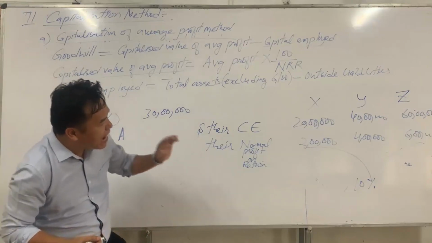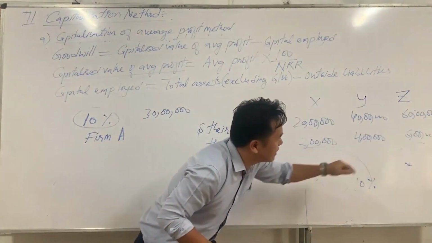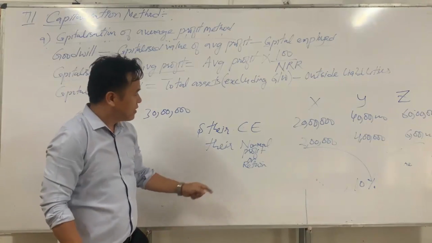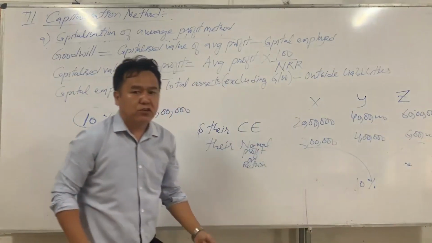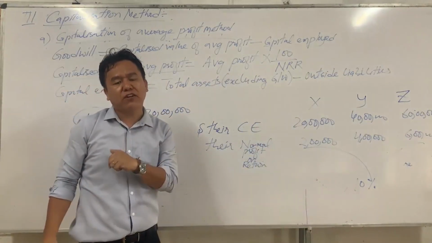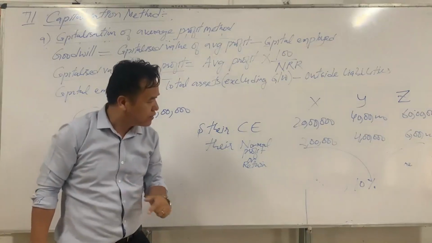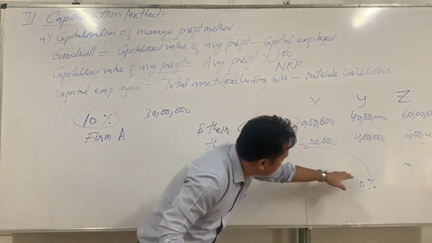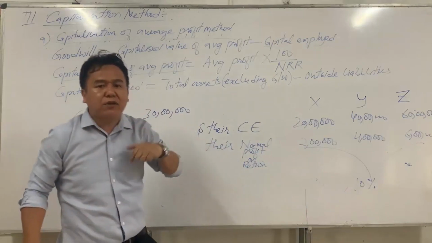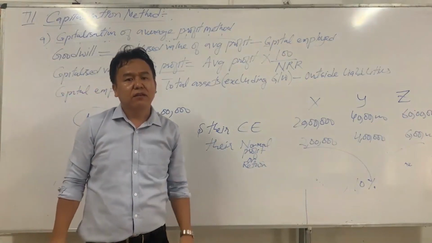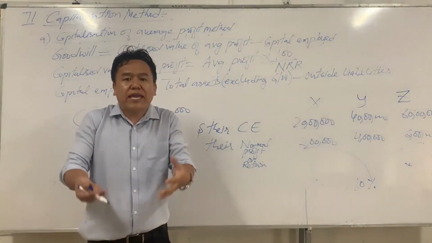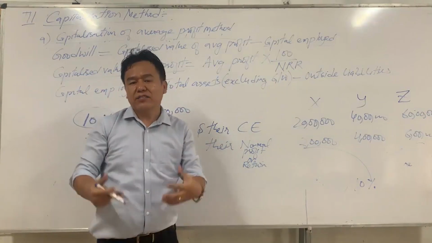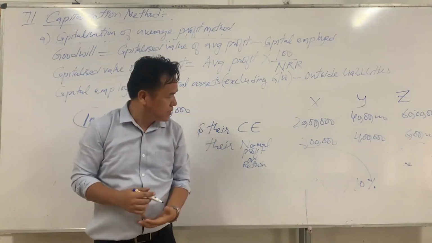So, the rate at which they are earning, which is 10%, should also be our normal rate of return, isn't it? I repeat, the rate at which they are earning should also be our normal rate of return, because we are in same market, same business, isn't it?